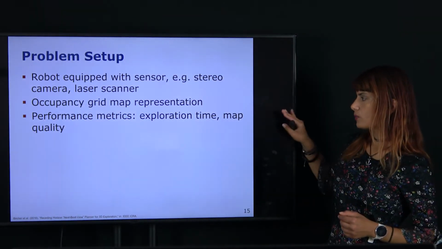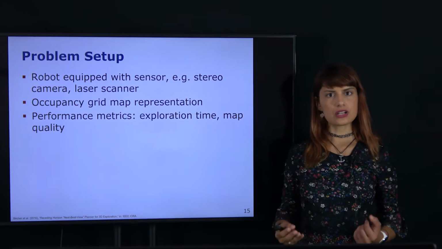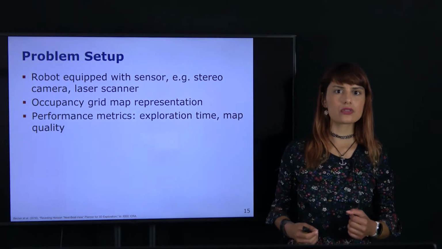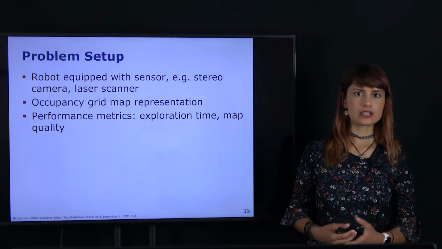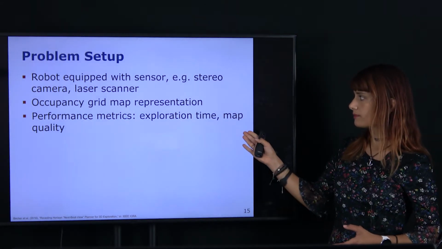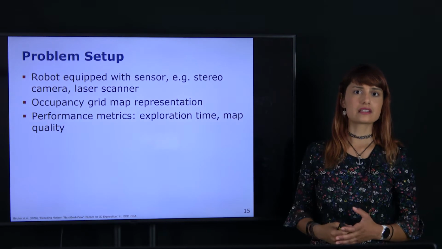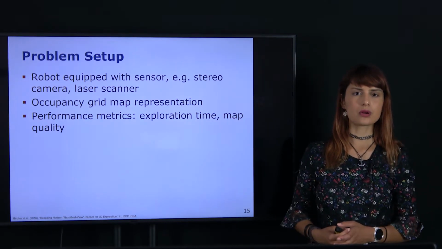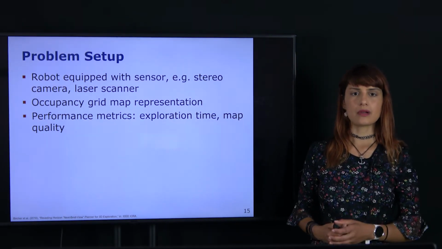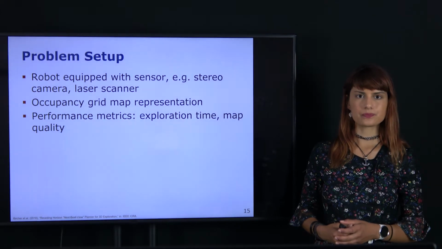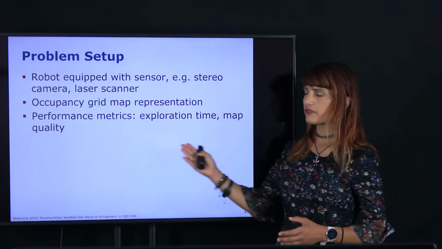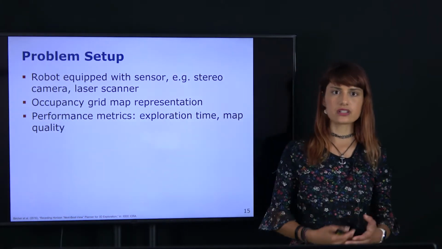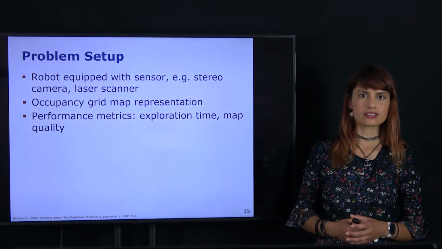And thirdly, we need a way of comparing different exploration algorithms and telling us how good they are. So common performance metrics we consider here are the exploration time, so the total time it takes the robot to complete the exploration problem and see everything in the environment. And we can also consider map quality, or the confidence associated with the observed areas, and trying to reduce that uncertainty.